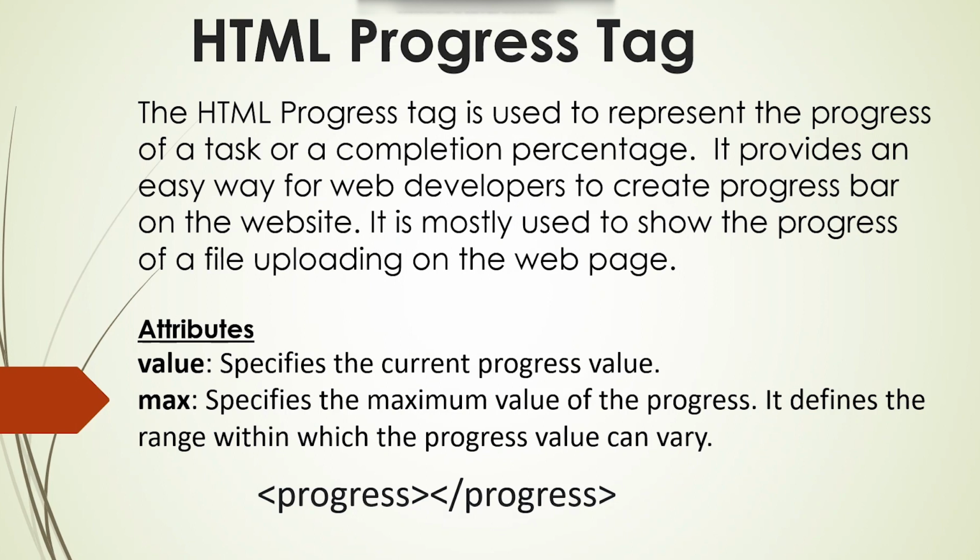In this video, we will discuss the HTML progress tag. The HTML progress tag is used to represent the progress of a task or a completion percentage. That is, if you are building a website and you need to show the percentage of certain tags or certain levels that you have learned, certain languages, you use the HTML progress tag. It provides an easy way for web developers to create a progress bar on the website. It is mostly used to show the progress of a file upload on the web page.